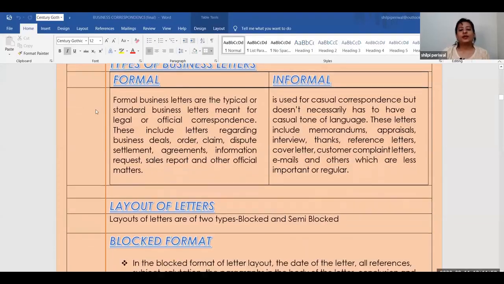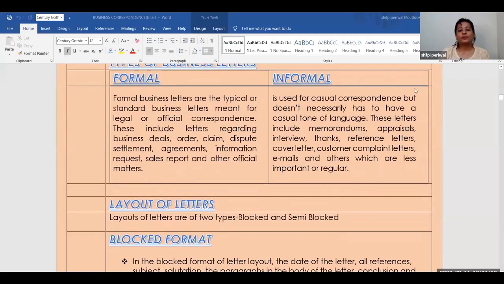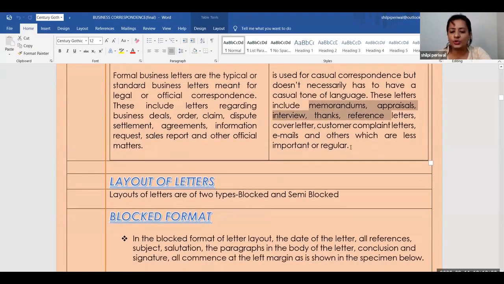I think all of you would understand what is a formal letter and what is an informal letter. A formal letter is for some business deal, order, claim, dispute, settlement, etc. An informal letter does not mean two friends exchanging letters. We are talking of informal business correspondence, so it is business related. It would be something like when customers give some complaint, when memorandums, appraisal interviews are there, those kinds of things. Memorandums and all, I will explain later what a memorandum is.